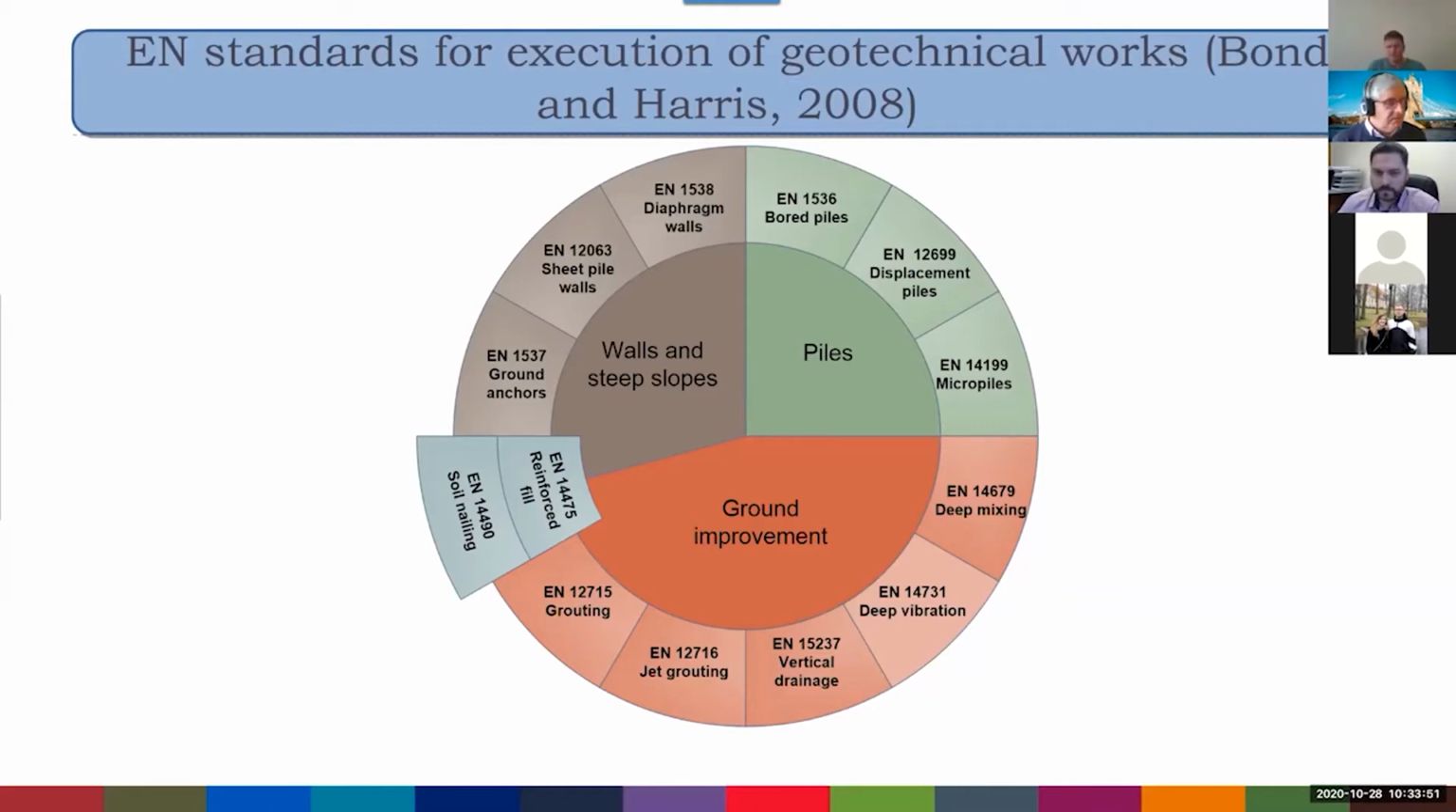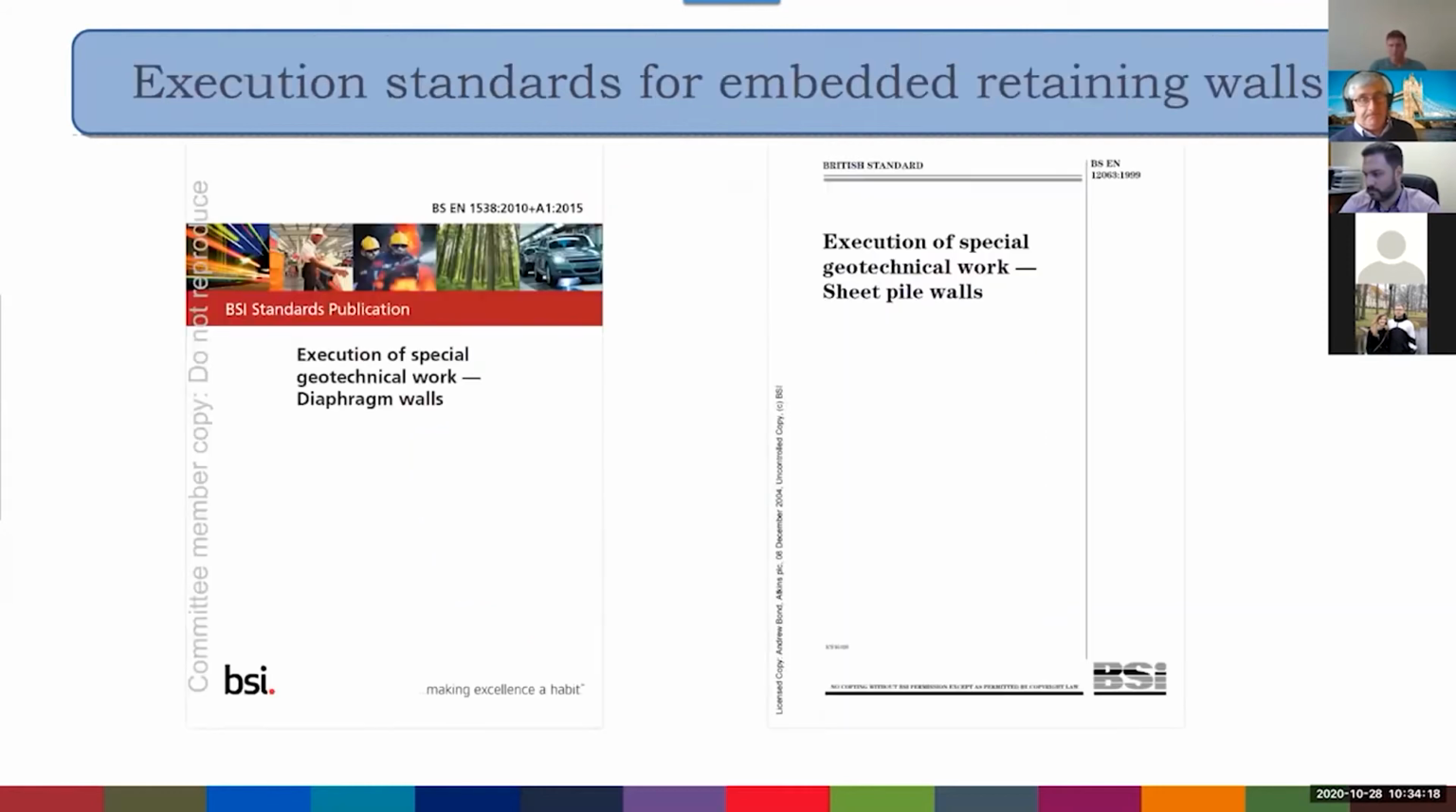So for retaining structures: diaphragm walls, EN 1536; sheet pile walls, 12063; anchors that we need for the walls, 1537; soil nailing and reinforced soil, I've already covered those. Jet grouting we might need if we're doing a jet grouted wall. Bored piles we might need, not just for bearing, but also for lateral resistance; micropiles and displacement piles. So actually, most of these standards could be relevant for retaining wall design.